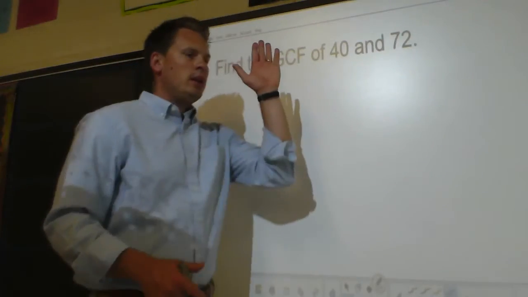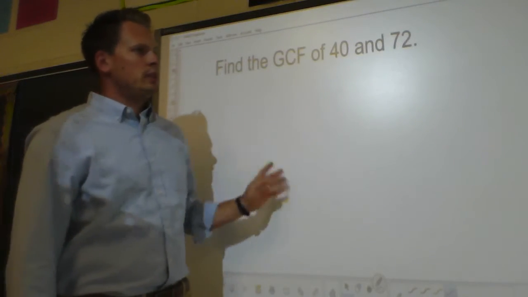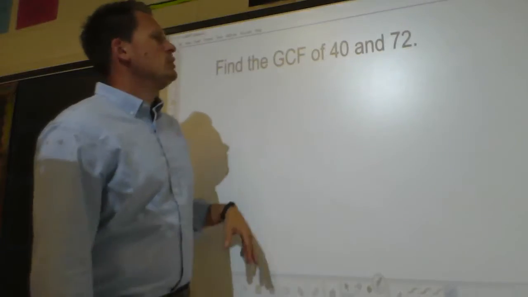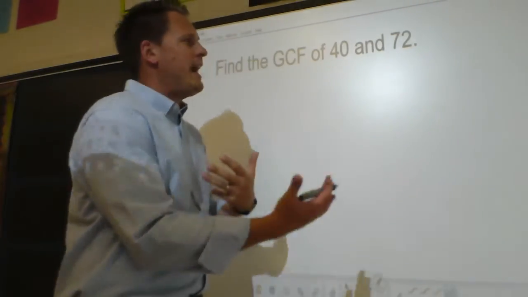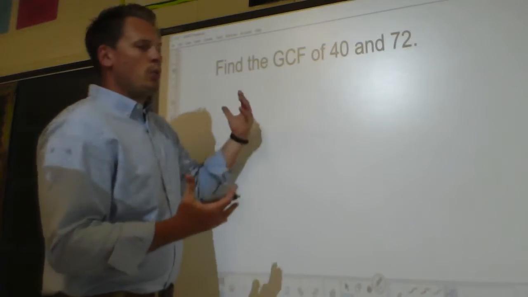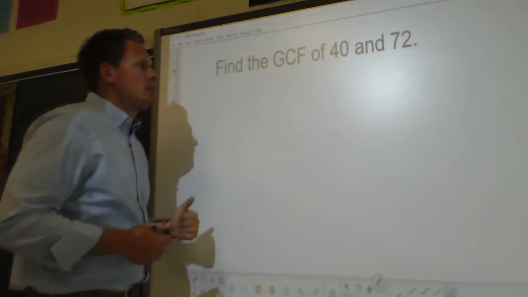Who here, raise your hand, wants to do a factor rainbow for the number 72? 1 times 72. 2 times 36. 3, I don't even want to think about it. Right, so the factor rainbows, I'm telling you, it works when numbers are small. Go for it. I personally do not want to make a factor rainbow for number 72.